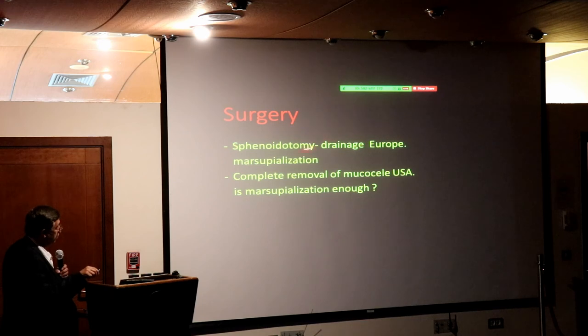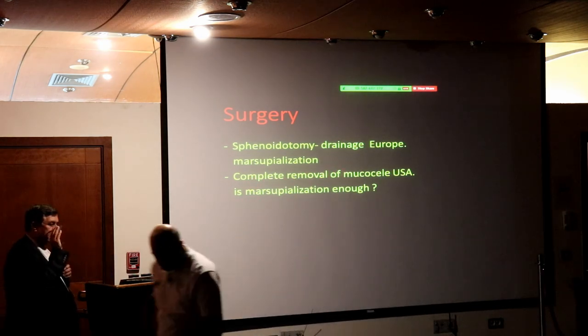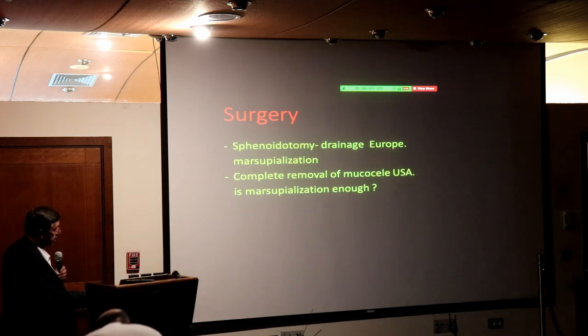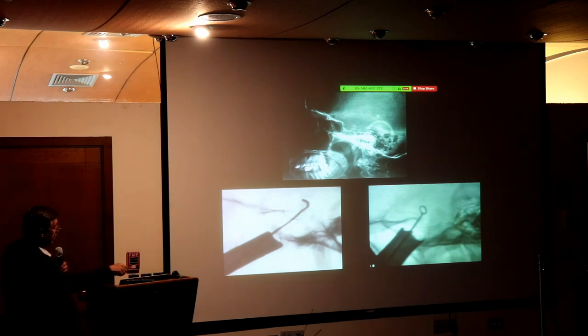The aim is to have an opening in the sphenoid, marsupialization, and allow drainage. This is usually the case in Europe. In the States, they go a little bit aggressive, and they demand that you should remove the mucocele, which is really not practical. You may use image-guided navigation, so you know exactly where you are. This is one of my cases, using the microscope, and just making a check, to say this is the sella, and this is to know where I am exactly.